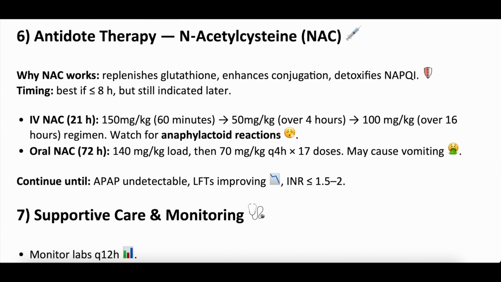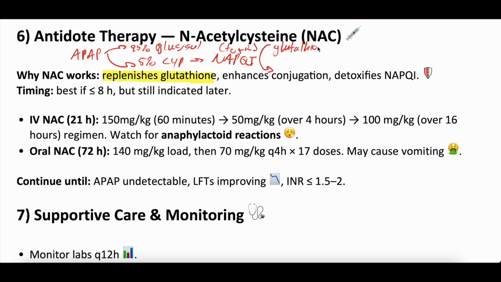We've been talking about NAC or N-acetylcysteine for a little bit now, but why does NAC work? All right, it replenishes the glutathione. And if you remember, we said that acetaminophen, we'll abbreviate it APAP, most of it gets metabolized, 95%, through glucuronidation or sulfation, but then 5% gets metabolized through the CYP pathway into NAPQI. NAPQI, we said, is toxic, but our glutathione usually sweeps in and detoxifies it. But if we overdose on it, we don't have enough glutathione, so NAPQI builds up and causes hepatotoxicity.